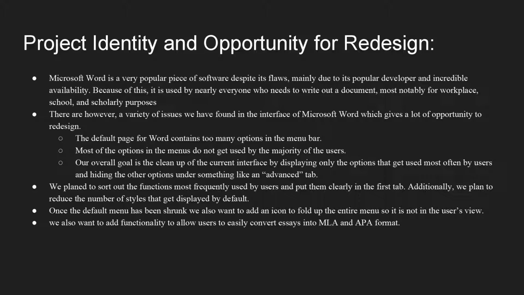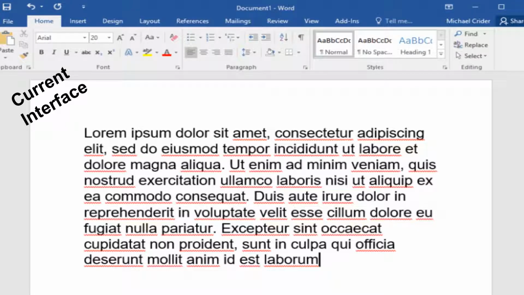Once the default menu has been shrunk, we also want to add an icon to fold up the entire menu so it's not in the user's view. We also want to add functionality to allow users to easily convert essays into MLA and APA formats. This is the current interface. You all know it. It's Microsoft Word.